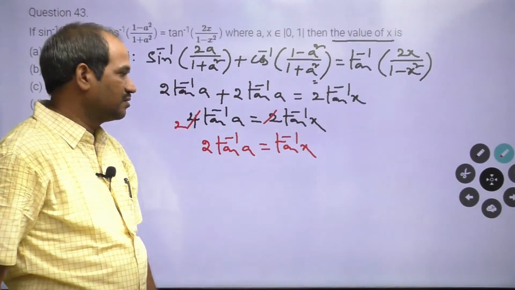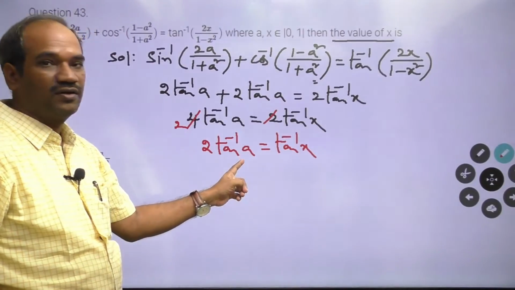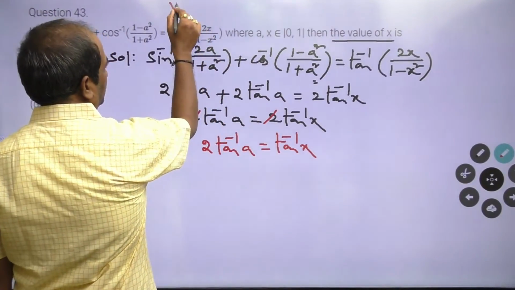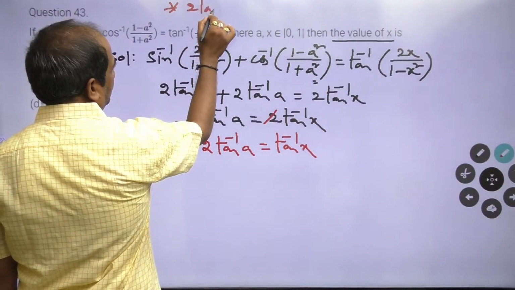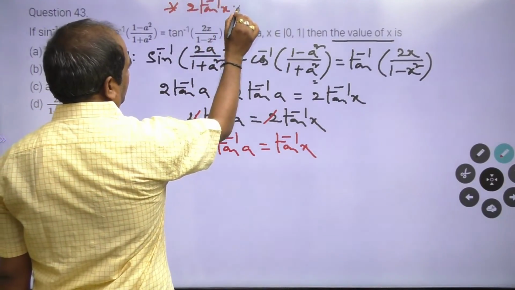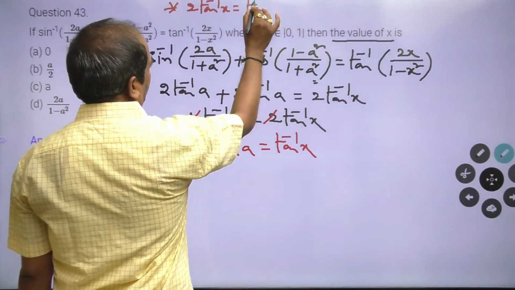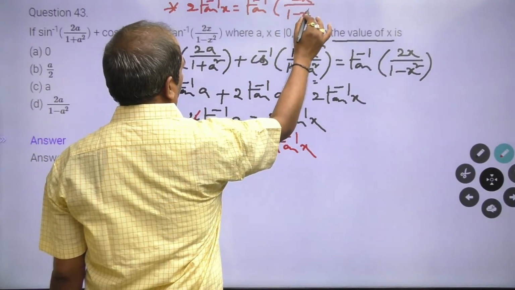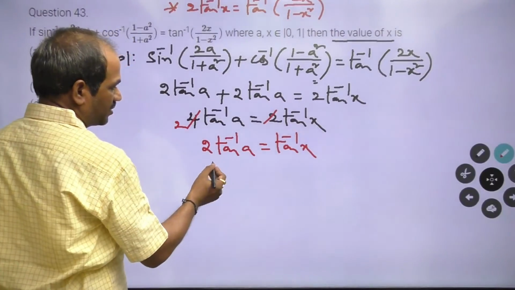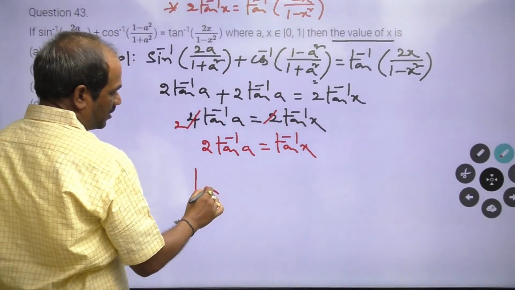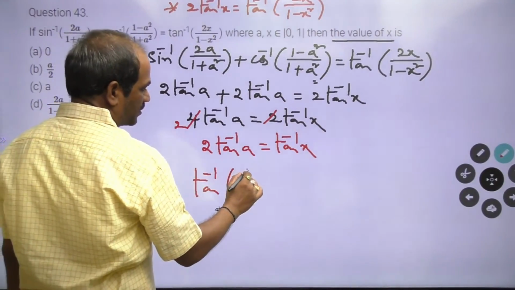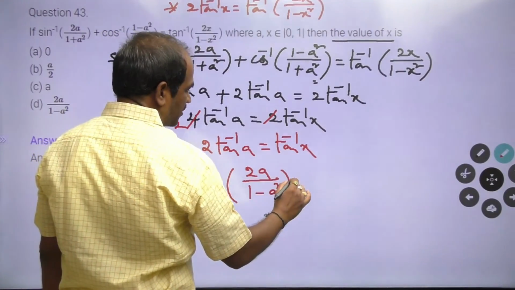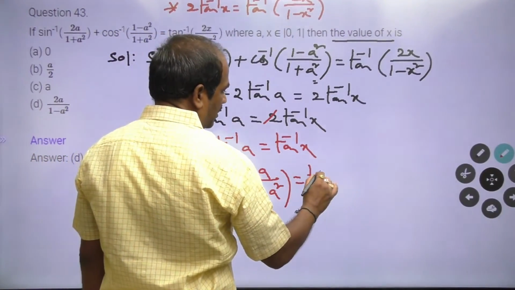So here we calculate the x value. The formula for 2 tan inverse x in terms of tan is tan inverse of 2x by 1 minus x square. Apply this formula: tan inverse of 2a by 1 minus a square is equal to tan inverse of x.